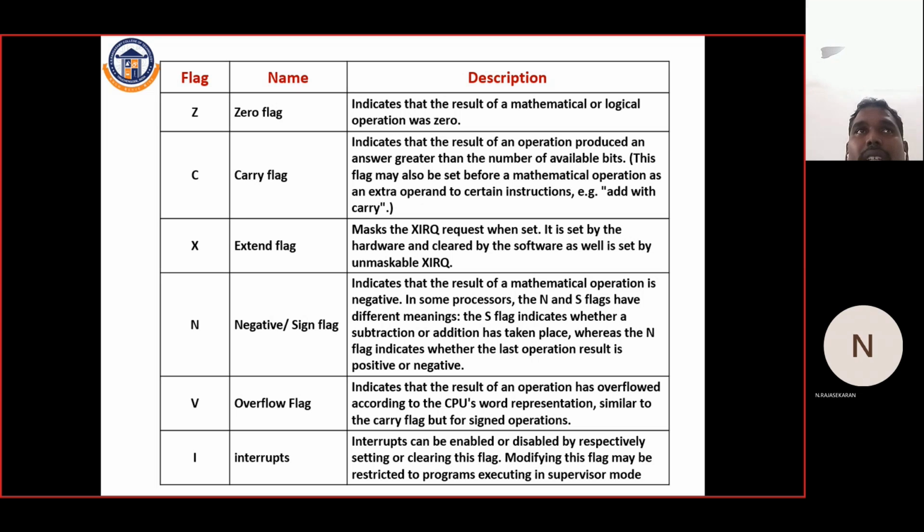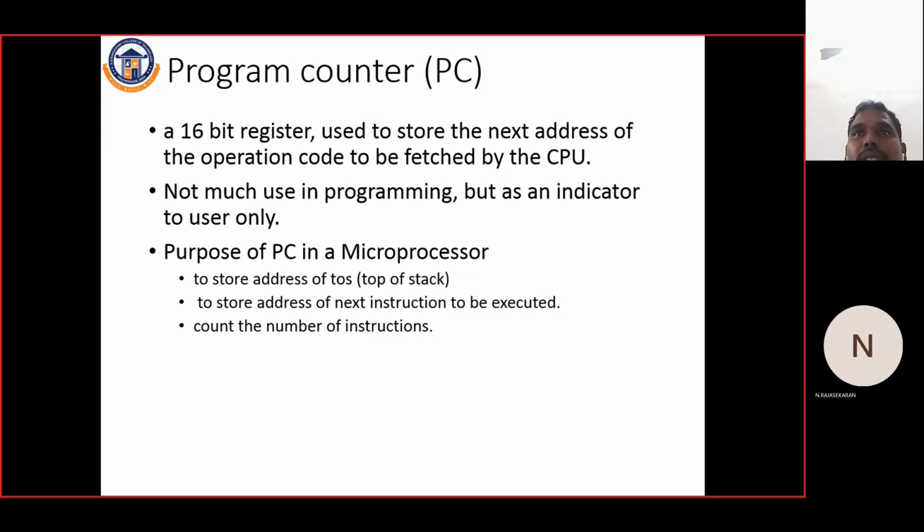The overflow flag, as the name itself says, indicates that data has overflowed. It indicates that the result of an operation has overflowed according to the CPU word representation. It is similar to the carry flag, but for signed operations. The carry flag is not for signed operations. Then the interrupt flag. Interrupts can be enabled or disabled by respectively setting or clearing this flag. Modifying this flag may be restricted to program execution in supervisor mode. So these are the six flags available in the microprocessor.